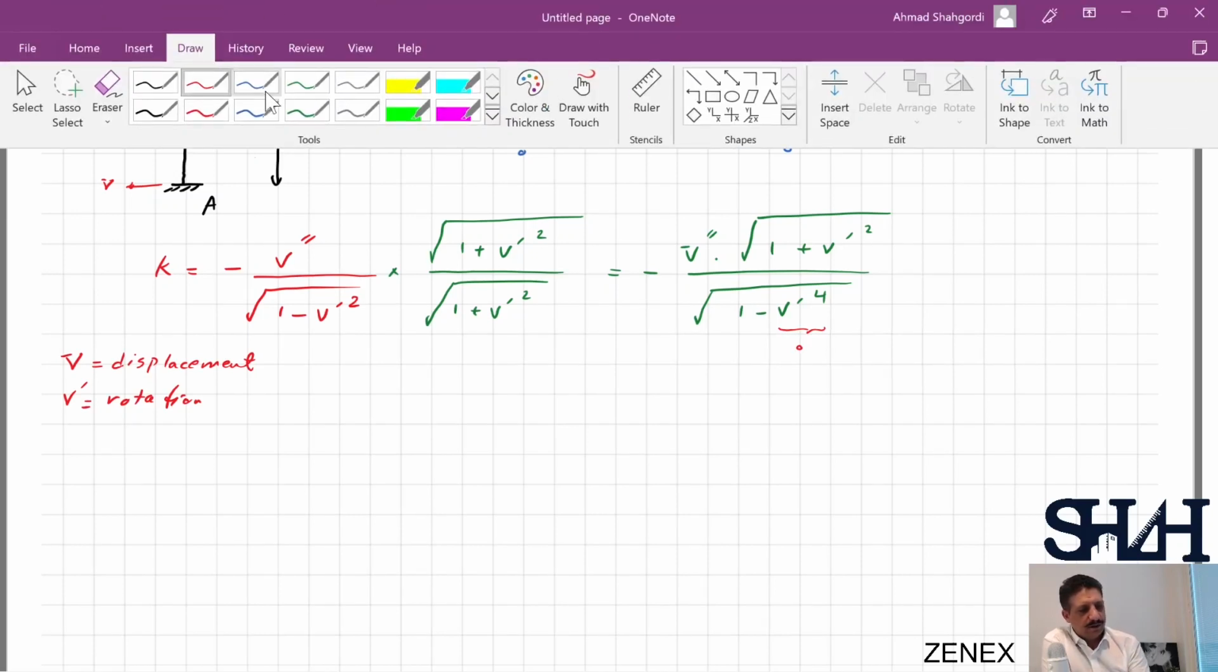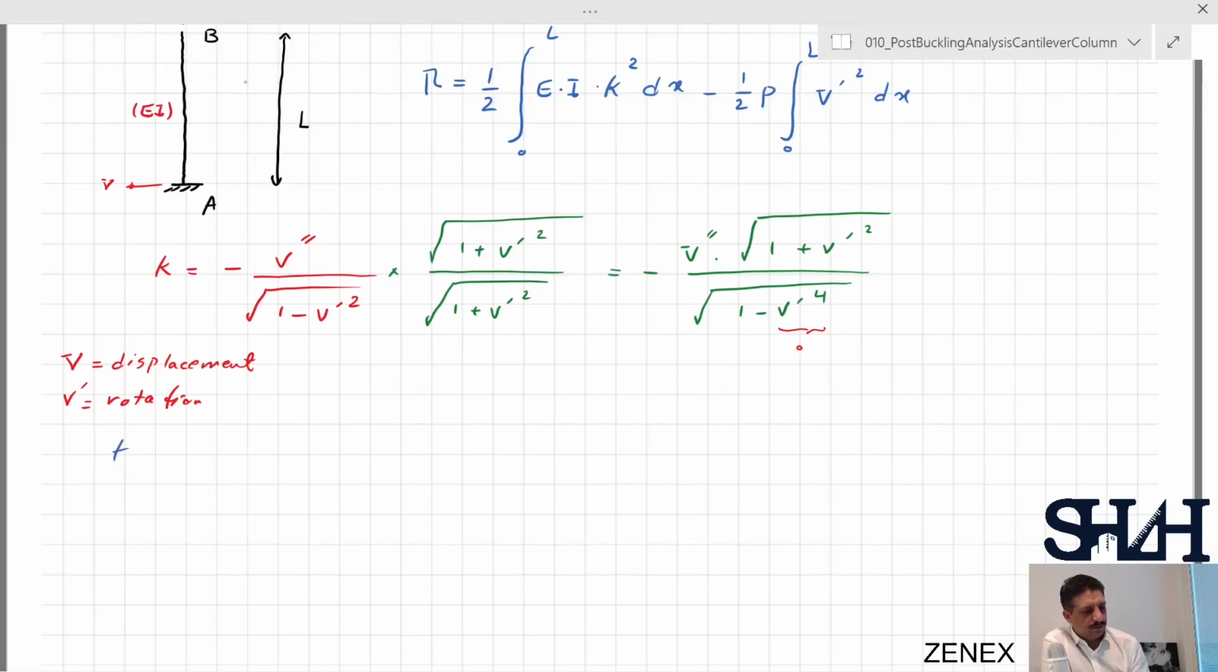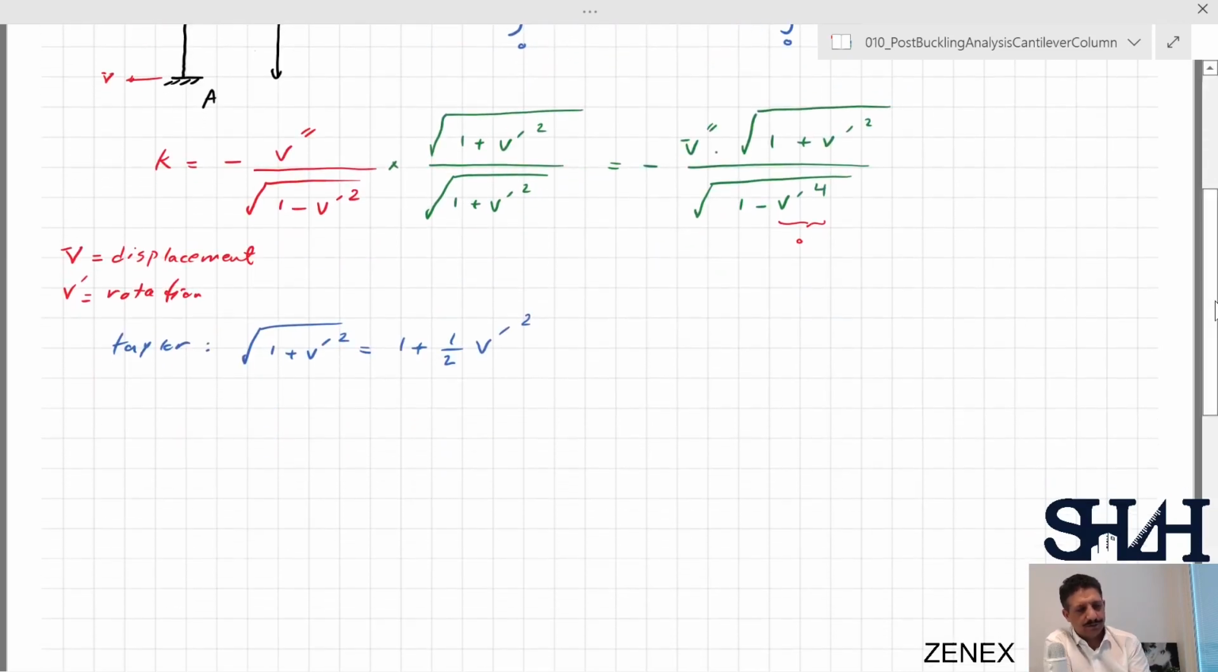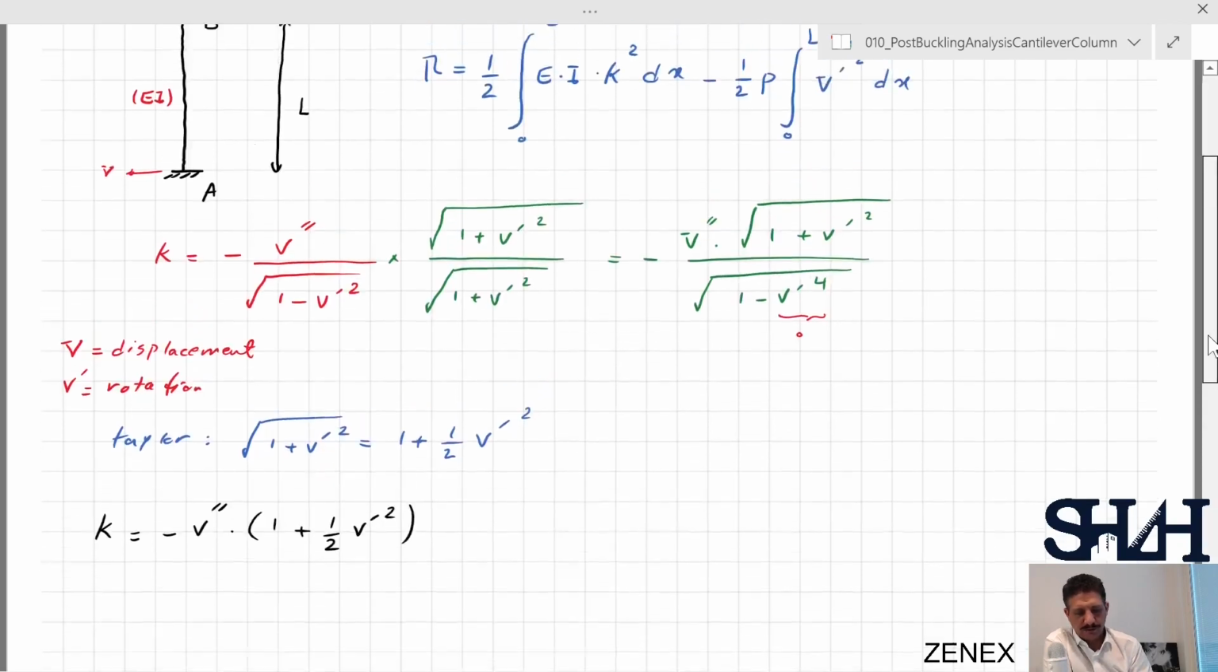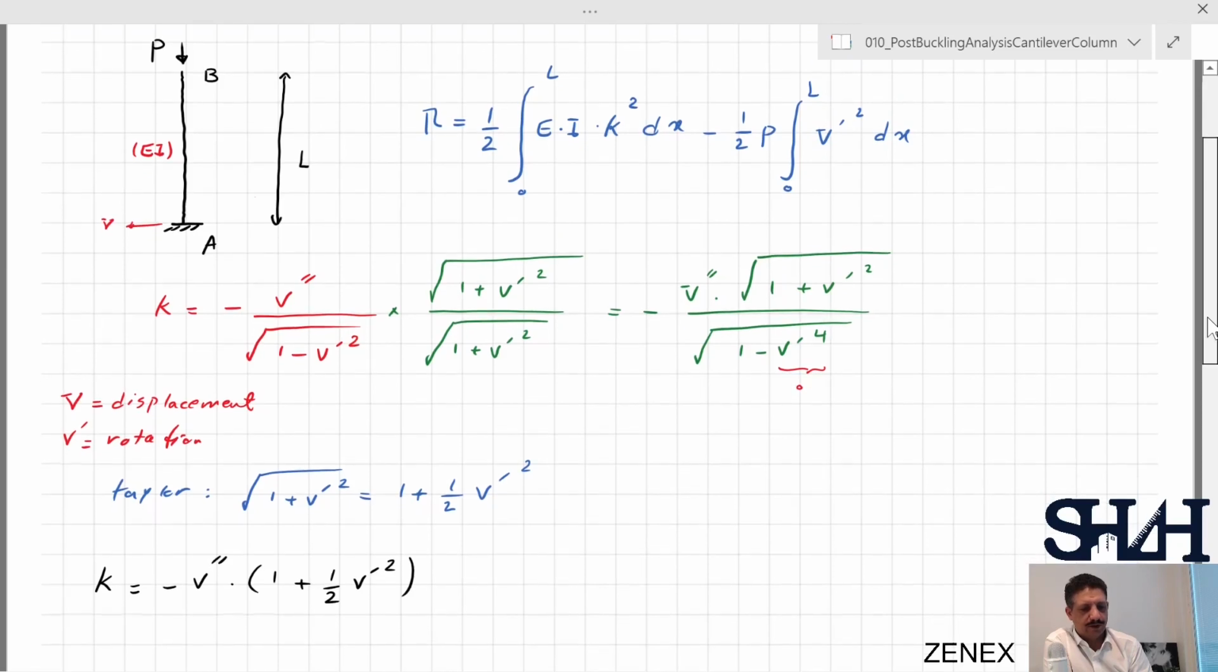And from the Taylor series, we can derive that the square root of 1 plus V prime to the power of 2 will be 1 plus 1/2 V prime to the power of 2. There is another video about the Taylor series that you can watch, on how to derive this equation. So kappa will be minus V second times 1 plus 1/2 V prime to the power of 2. This is the kappa, and we can substitute this into the total potential energy equation.